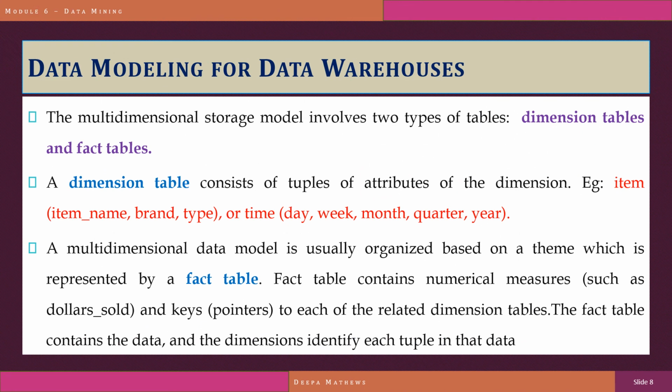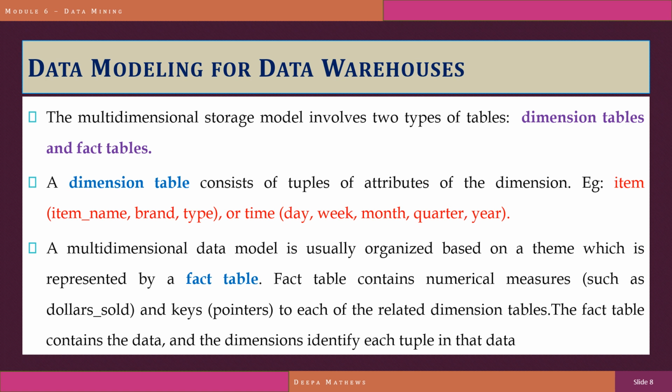This multidimensional storage model involves two types of tables, dimension tables and fact tables. A dimension table consists of the details about the dimensions, about the attributes. It consists of tuples of attributes of the dimension. For example, item with the attributes item name, brand, type, or time with the attributes day, week, month, quarter, year.